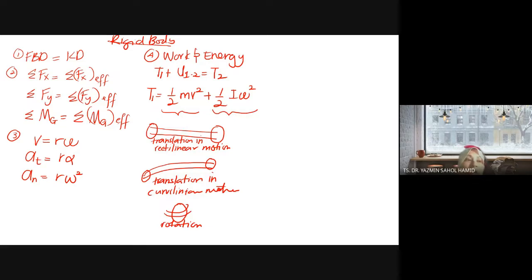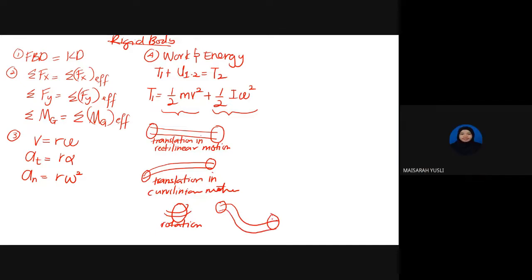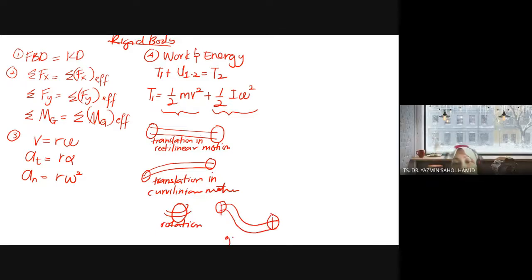If both, what is it called? Remember, there's one more: general plane motion. So they can also happen at both instances. That's why you have to decide whether you consider both or only one of them. But don't worry, when we start doing questions, you will see that for work energy, we only consider the rotation, so you only consider 1 over 2 I omega squared. But we will see that.